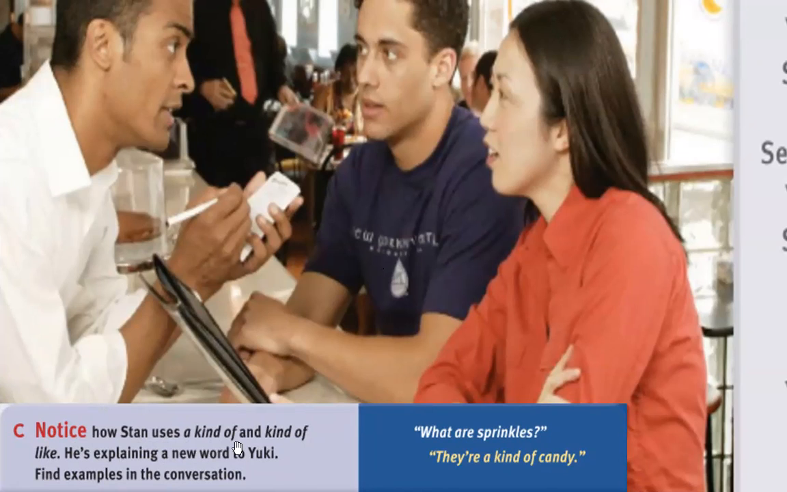A "kind of like." He is explaining a new word to Oyuki. This is Oyuki, remember? Oyuki, and this is Stan. That usually happens when you are learning English and you don't know the word. They try to explain. Kind of, remember, is "un tipo de, una clase de." And then we have "kind of like," "una clase de como," sugar or dessert. Can you read the notice, please? Edith, here.